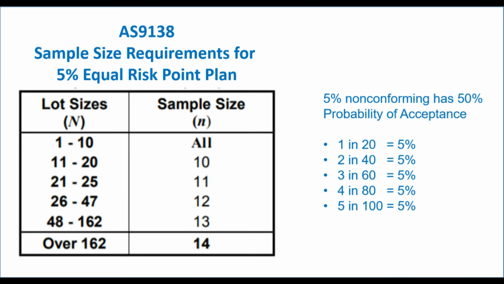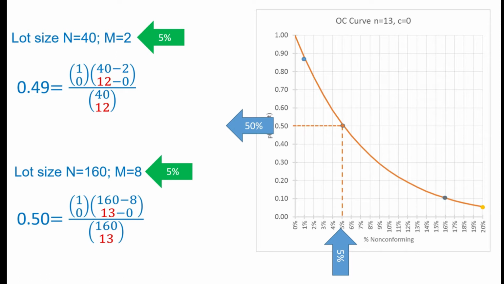The next line, 26 through 47. Now we know that 2 nonconforming units out of 40 is 5%, so this calculation is possible using the hypergeometric distribution. And we can see the resulting sample size is 12.